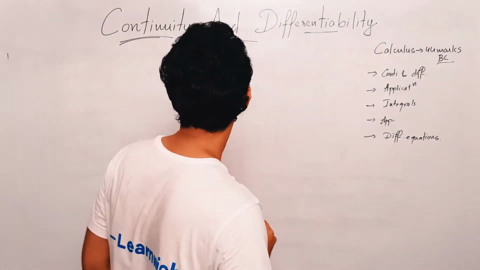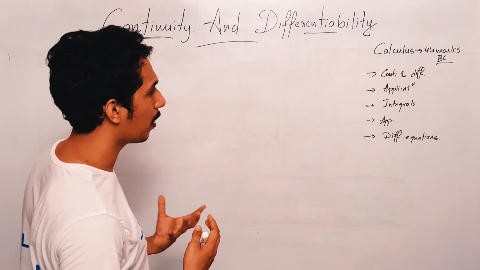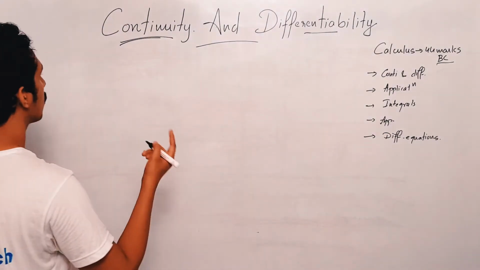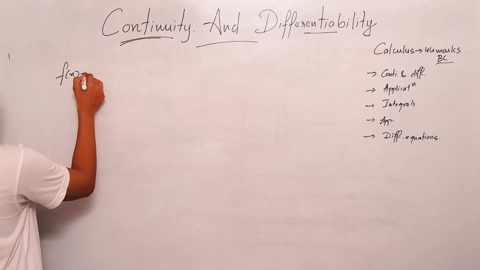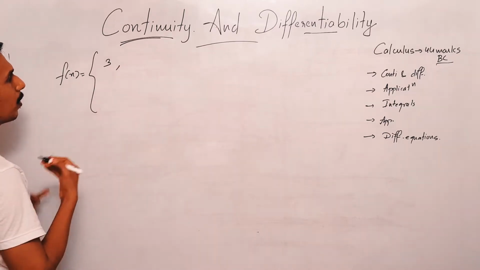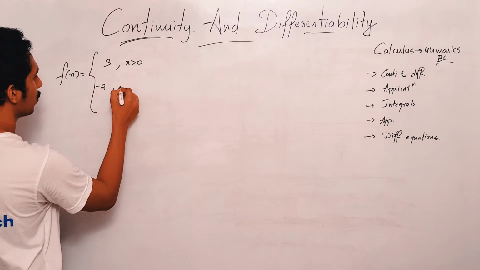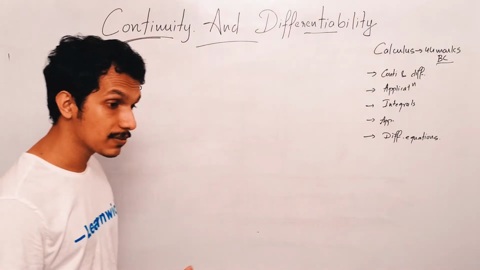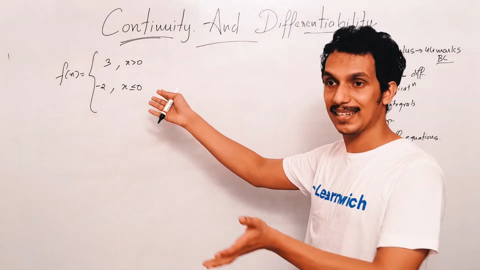For understanding continuity, you make use of a graph. Let's say I'm going to define a function f of x equal to 3 for all values of x greater than 0, and f of x is going to be minus 2 for all values of x less than or equal to 0. Where did this function come from? It is my wish. I have defined this function. It has come from nowhere.